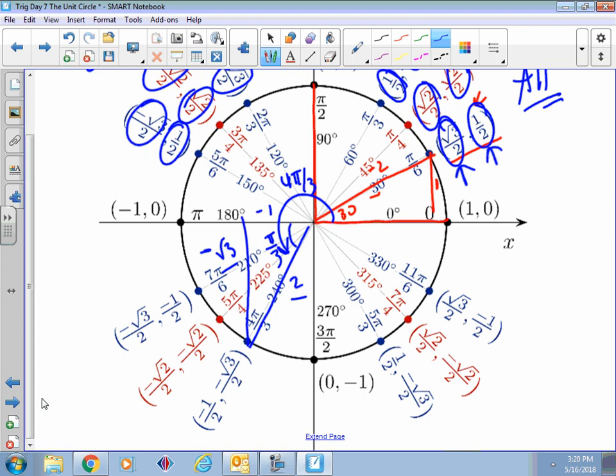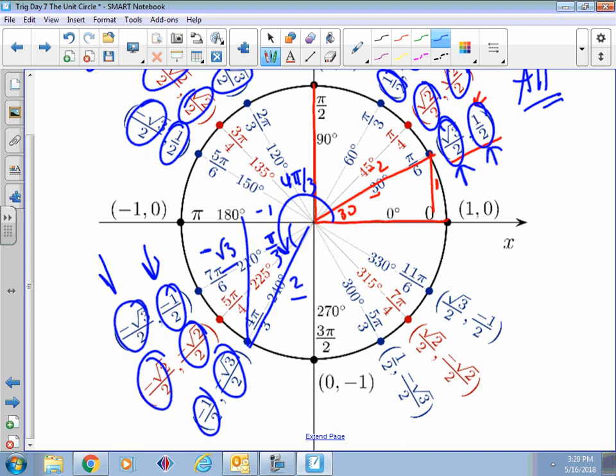Third quadrant, all the cosines are negative. All the sines are negative. When I take all of these sine ratios and all of these cosine ratios, I'm going to have negative divided by negative to give me a positive. So the only thing positive here is tangent. And likewise, cosine is the only thing positive in the fourth quadrant.